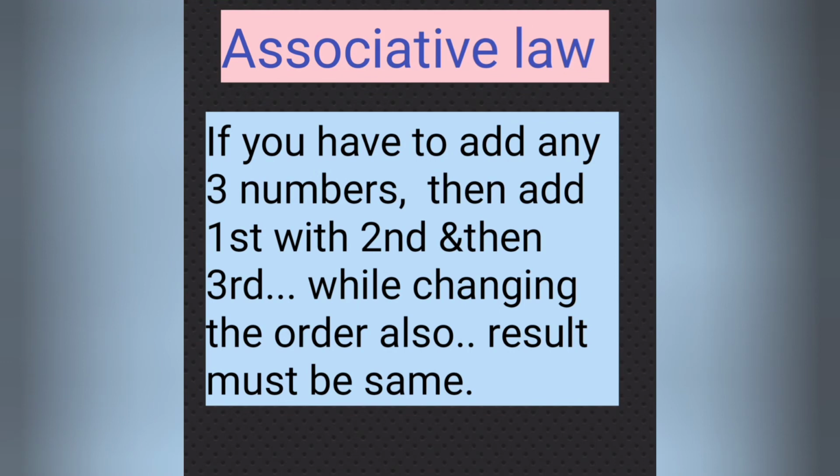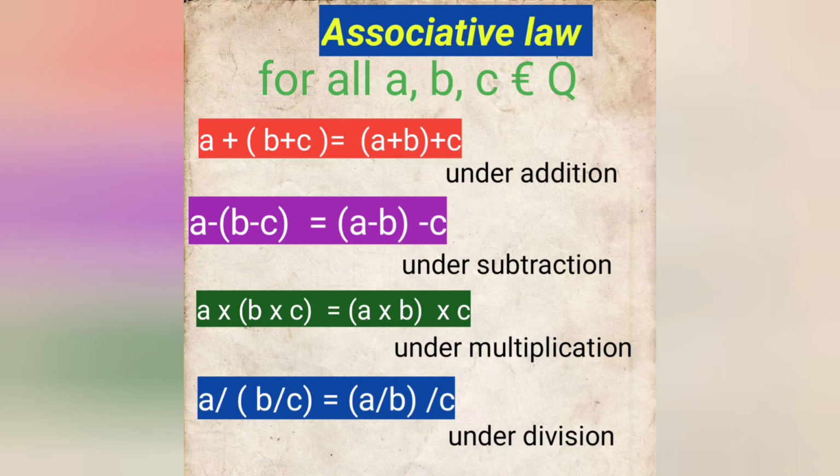Associative property. If you have to add 3 numbers, you can add 3 numbers in this process. First, add first number, second number, and then result with third number. Second case, add second one and third one, then first one. The result will be the same.